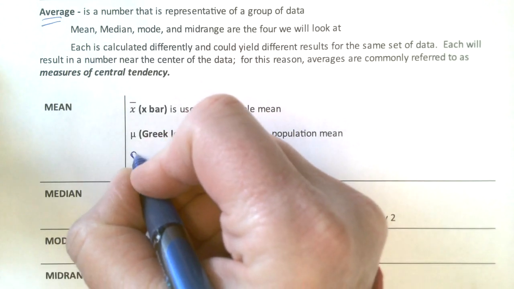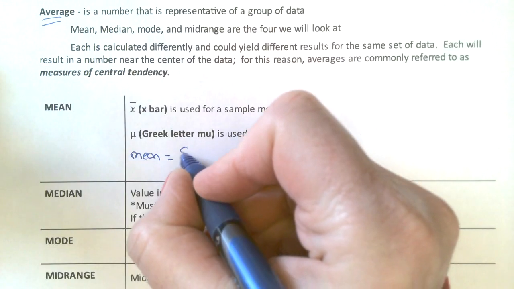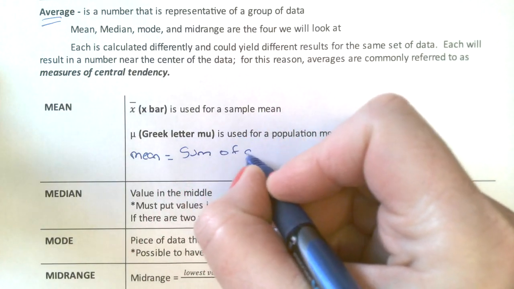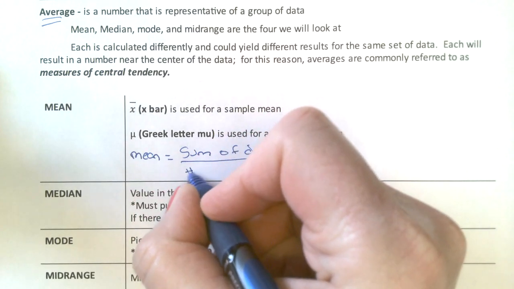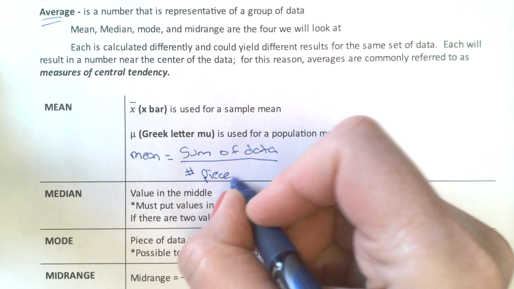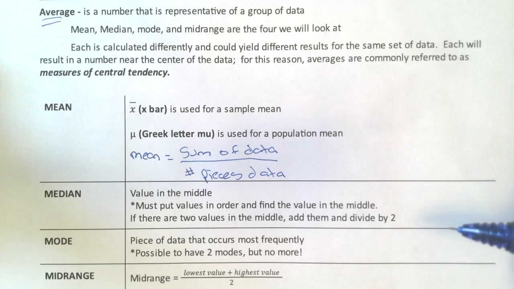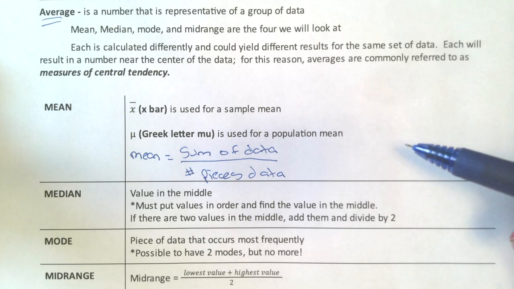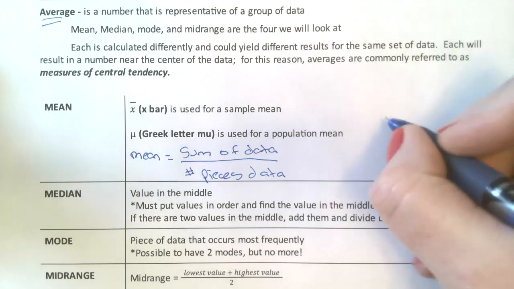To find the mean, you're going to add up all the data. So you're going to take the sum of your data divided by the number of pieces of data that you used. So you might be asking, when is it appropriate to use mean, median, mode, mid-range? The mean, we will use that when all the data points contribute equally.